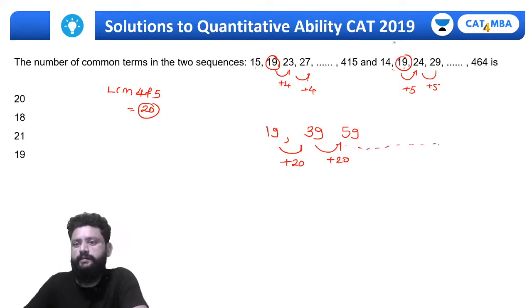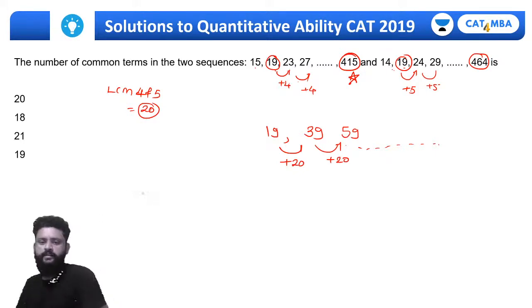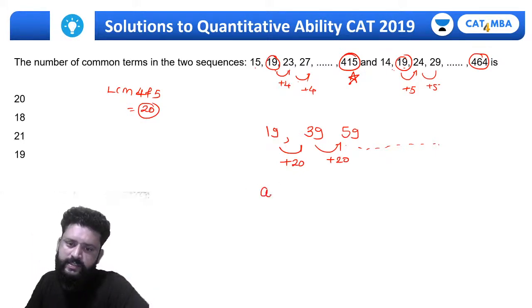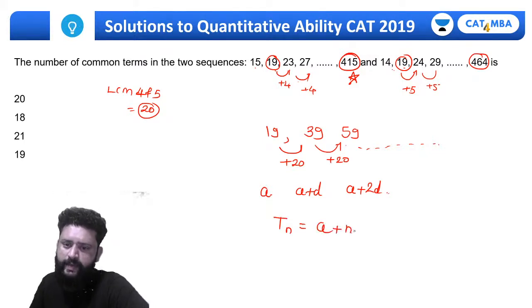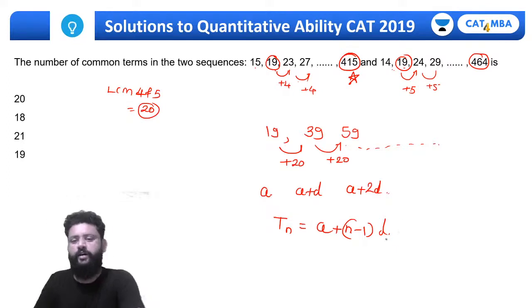So the last common number should be less than what? Look, this is 464, this is 415, so it should go close to 415, right? So we know if the first term is a, the second term is a plus d, the third term is a plus 2d, so the formula for the nth term is a plus n minus 1 into d. Okay, so you can try for a number which is easy for us. Right now we don't know the value of n, so let's say how many common terms come out here?